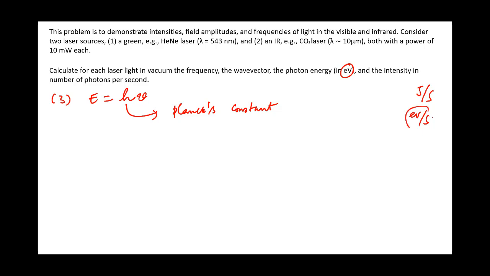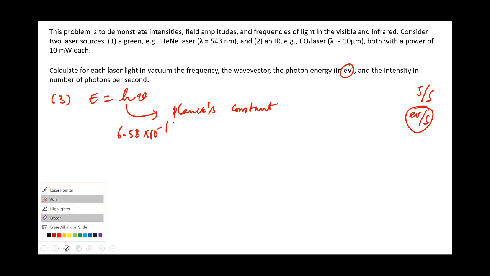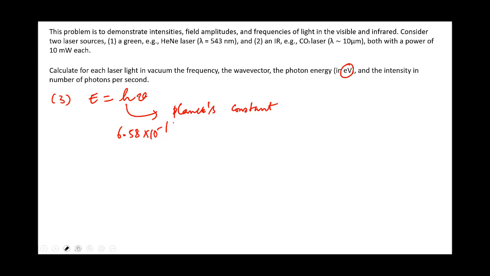So you pick the Planck's constant value in eV second, that is 6.58 into 10 to the power minus... I was wrong on the units of Planck's constant. It should be joule times second or eV times second, not divided by. So 10 to the power minus 16 eV second is the value of Planck's constant. And we have calculated what the frequency is, right?